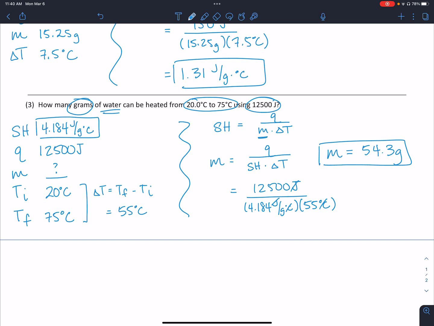All right, now another problem that comes up a lot is where you want to find either the final or initial temperature. If you run into a problem like that, you're going to solve for delta T in your formula, and then you're going to plug delta T into your delta T formula. You'll have this number and then one of these two, and then you solve for the unknown.